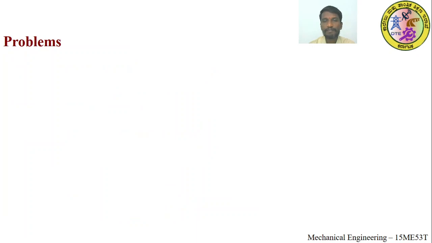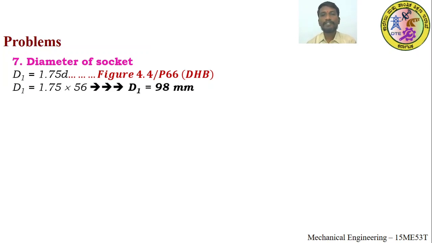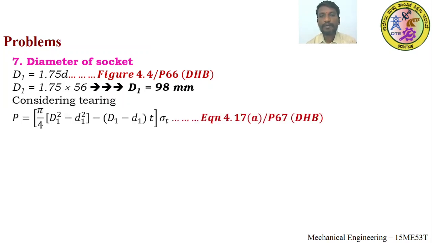Then come to the seventh one, the diameter of the socket. The diameter of the socket, capital D1, is given by 1.75d from figure 4.4 on page number 66, and applying the values we get D1 is equal to 98 millimeter. But this socket comes under tearing, so considering equation number 4.17a on page number 67 and applying the known values, we calculate capital D1.